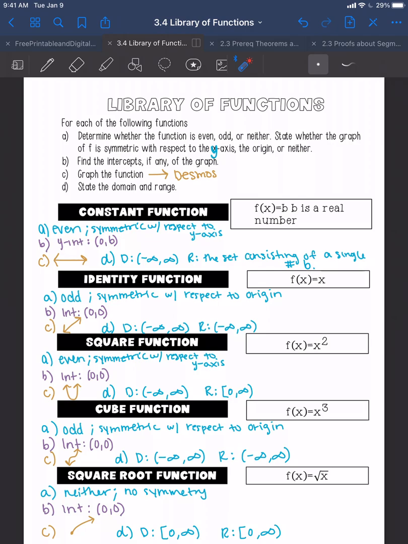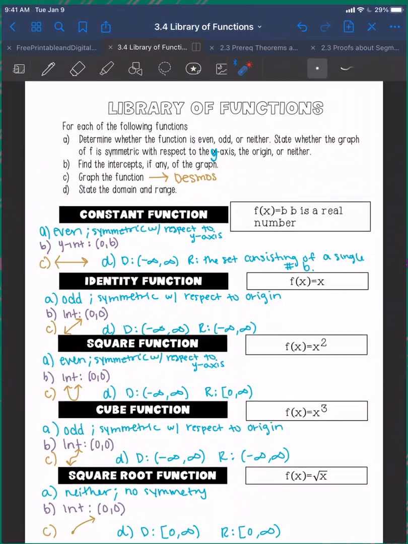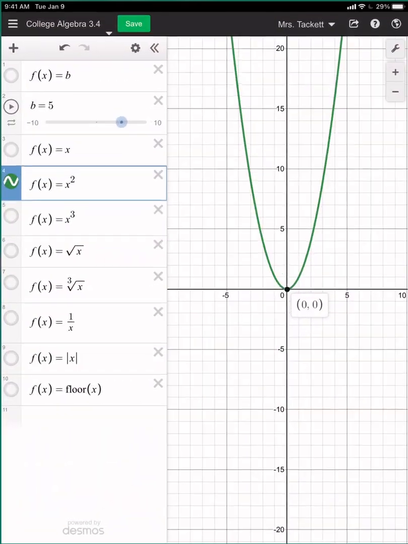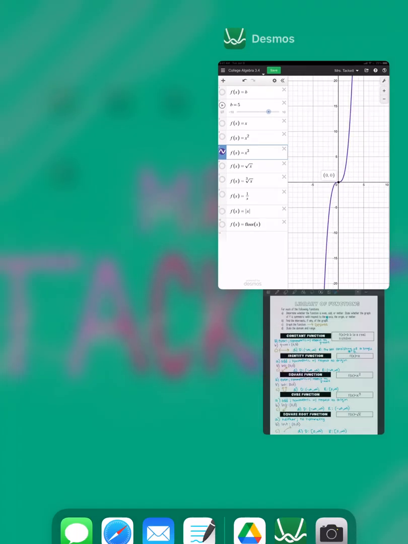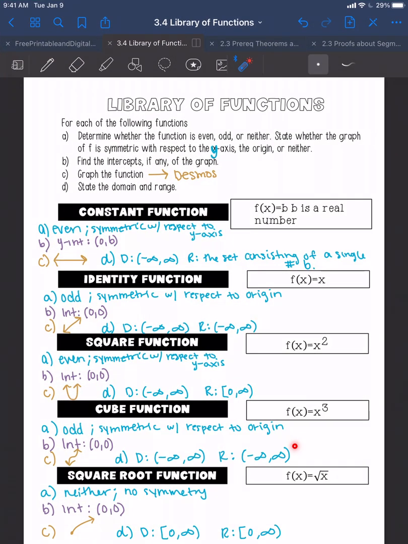Our cube function, f of x equals x cubed, looks like this. We do have an intercept at 0, 0. It is symmetric with respect to the origin. Our domain and range are all real numbers. So that is for the cube function. Notice how when my power of my function is odd, it's been an odd function so far, and if my power is even, it's been an even function.